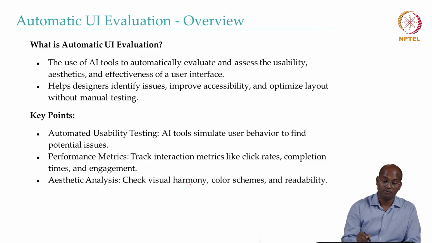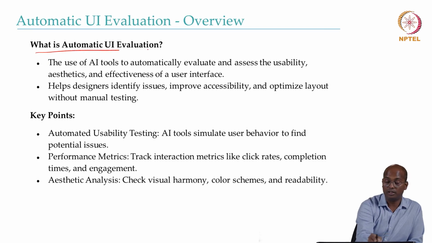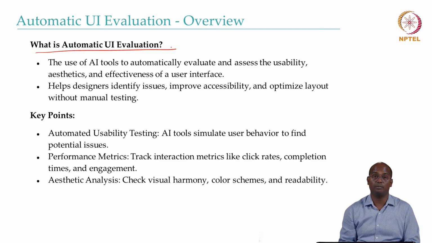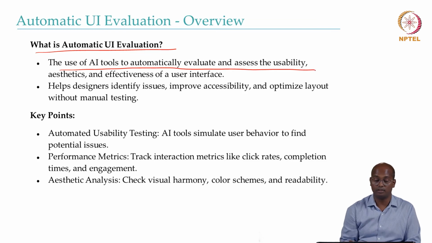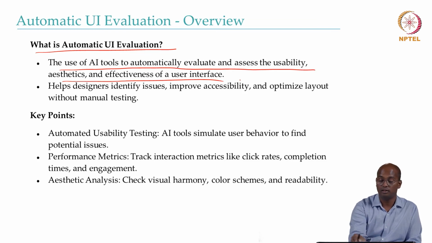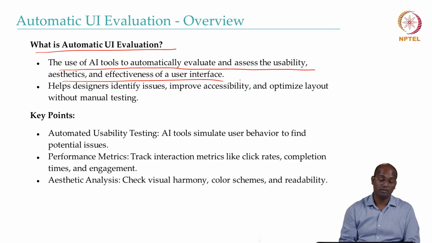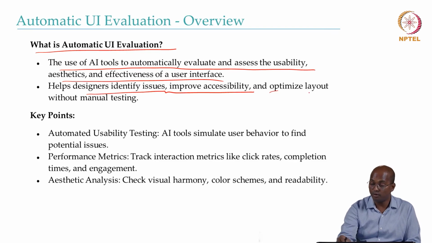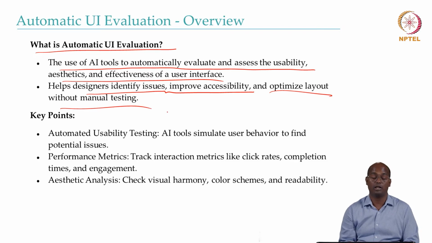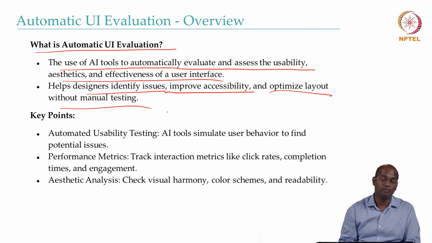So what is automatic UI evaluation? How to evaluate them? It is the use of AI tools to automatically evaluate and assess the usability, aesthetics, and effectiveness of a user interface. It helps designers identify issues, improve accessibility, and optimize layout without manual testing, because sometimes manual testing is not feasible given the scale, given the environment, and so on.